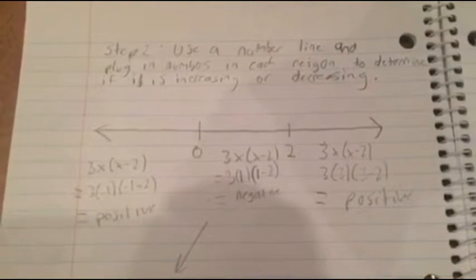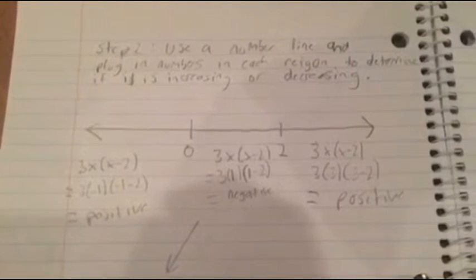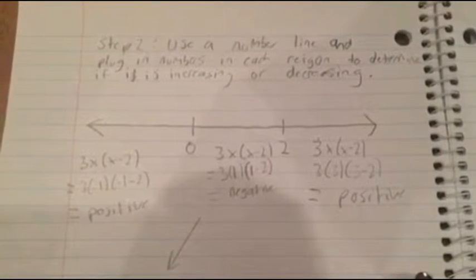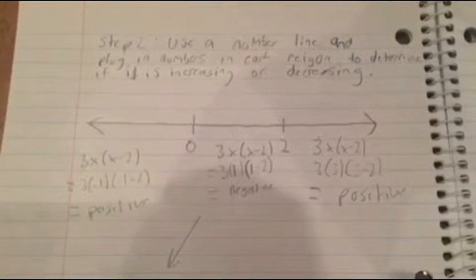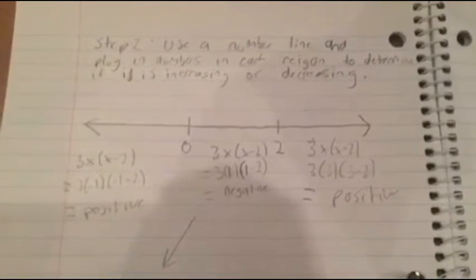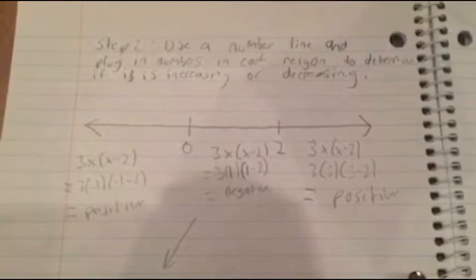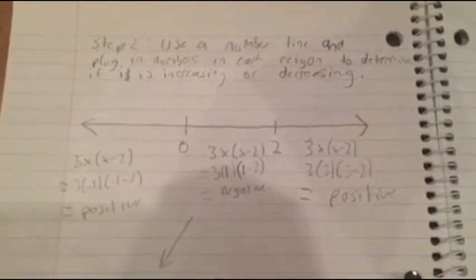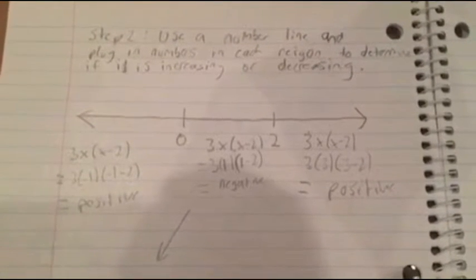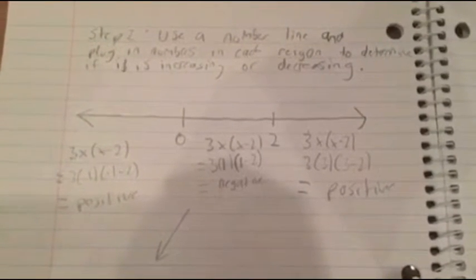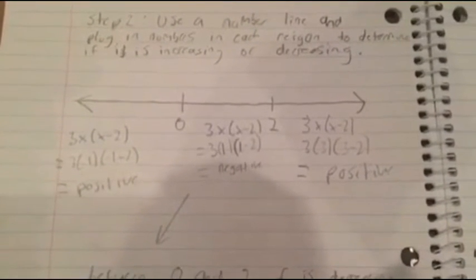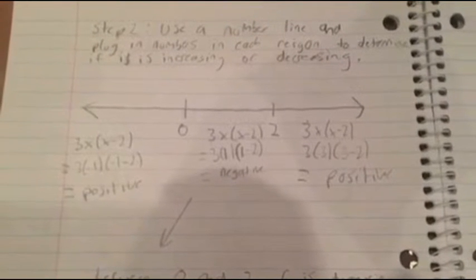For step 2, we use our critical numbers to create a number line. And on this number line, we separated it into 3 separate regions. By plugging numbers in each of these different regions into the prime of the function, we're able to get a positive or negative solution. If the solution is positive, we know the values in this region are increasing, and if the solution is negative, we know values in this region are decreasing.